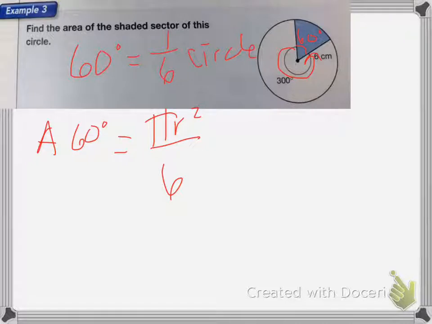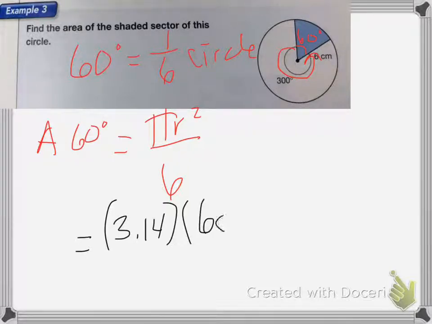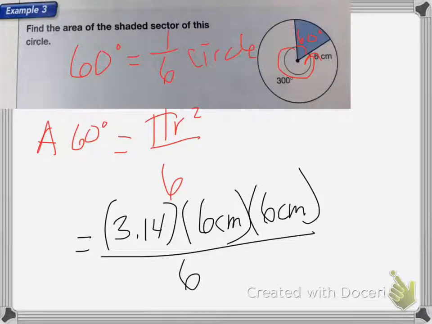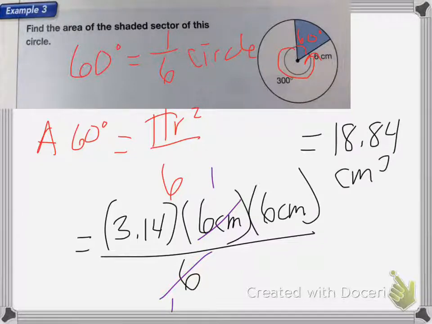Okay, because 60 divided by 360 equals 1/6. So it's going to be pi r squared divided by 6. So I put in the numbers, I get 3.14 times 6 centimeters times 6 centimeters, because that's squared, divided by 6. I can go ahead and cancel 6 and 6. Those become 1s. So I have 3.14 times 6 centimeters, which is equal to 18.84 centimeters squared.